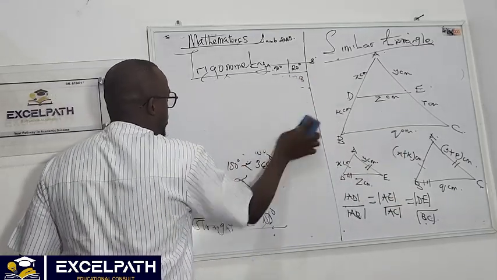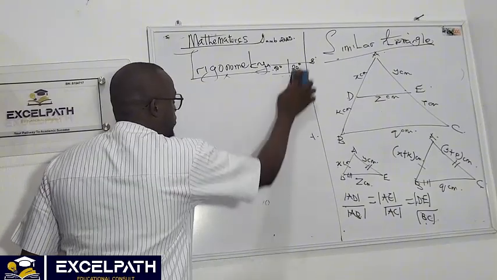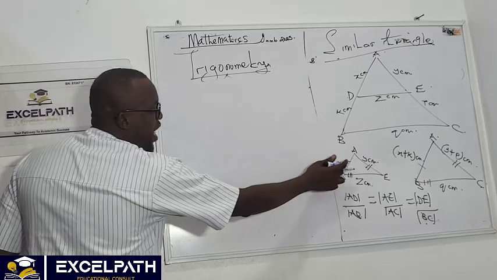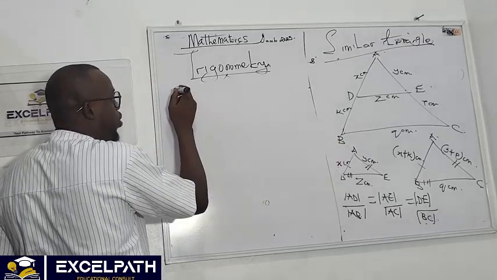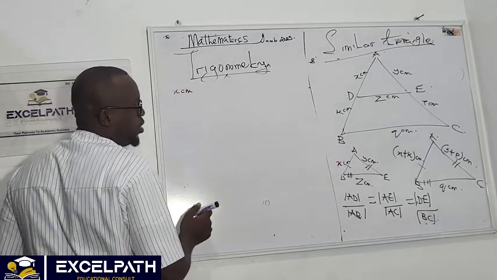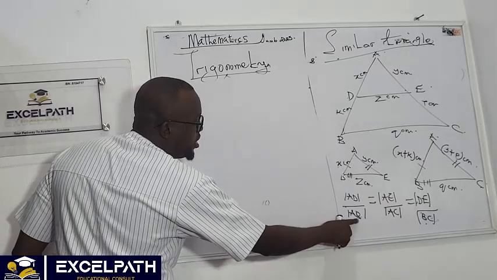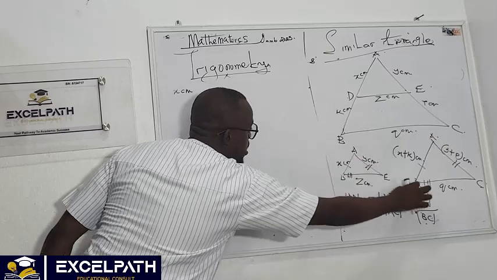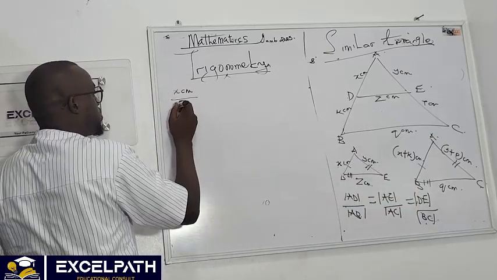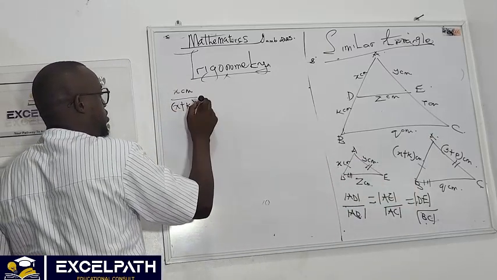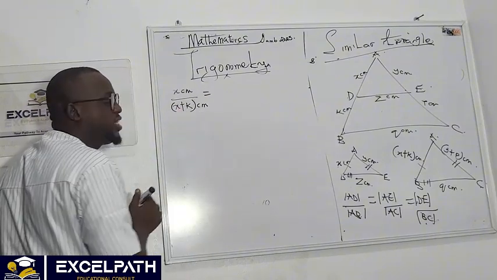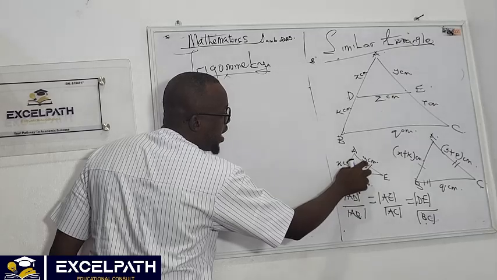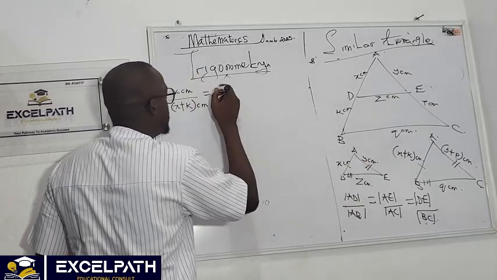Okay? I move to the side. So what is line AD? Line AD is from here to here, which is x centimeters. Line AB is what? x plus k centimeters, which is from here to here. What is line AE? Line AE is y centimeters.